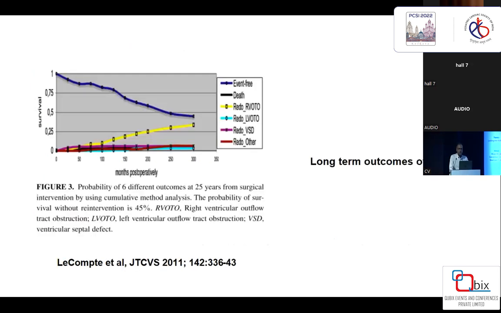Now, this is a paper which was published by Lecompte's group in 2011 in JTCVS, which analyzes 25 years outcome after REV procedure, which is definitely without a conduit. Here, if you see, the only substrate which needs redo interventions is the right ventricular outflow tract. And with the REV procedure in their series, late interventions for the left ventricular outflow tract have been pretty less as compared to the right side.